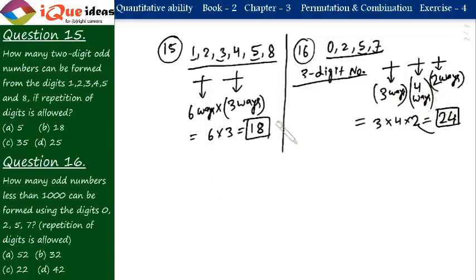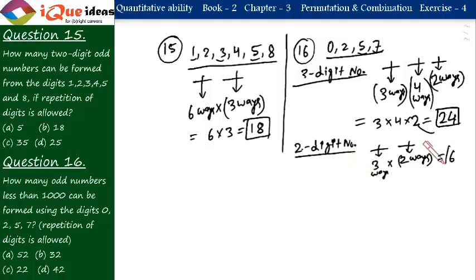All right. Now what about 2-digit numbers? Let's see. Similarly, for 2-digit numbers, the numbers have to be odd. So the last place can be filled in 2 ways, either 5 or 7. And the first place cannot be filled by 0, so 2, 5, or 7. So 3 ways, right? So 3 into 2, that is equal to 6 numbers.